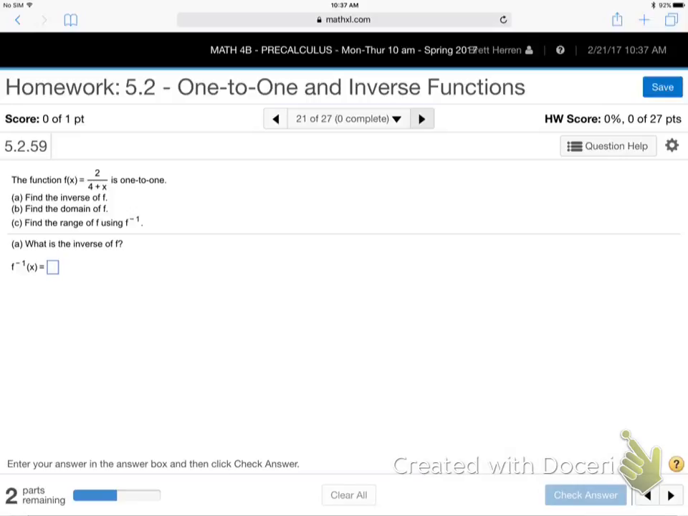All right, let's try that one. So, 2 over 4 plus x. Find the inverse function. Switch x and y. Solve for y. I pretty much do the same thing. Cross multiply and it will be very similar to the last one, except it won't be itself. It'll be different. The inverse function won't be exactly the same as the original this time.